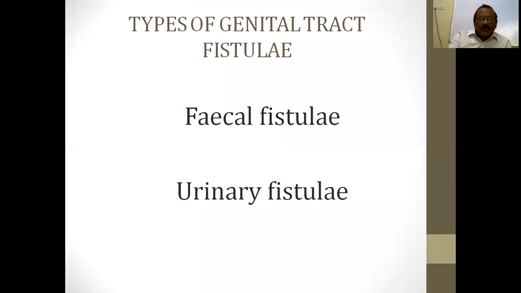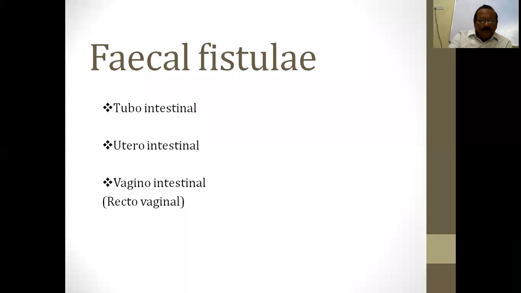Types of genital tract fistula are fecal fistula and urinary fistula. Fecal fistula means the patient will complain of passing feces through the fistula. And urinary fistula means the patient will have involuntary passage of urine.